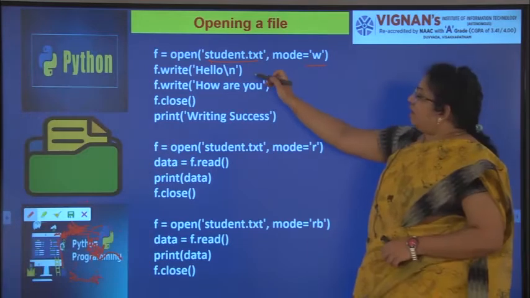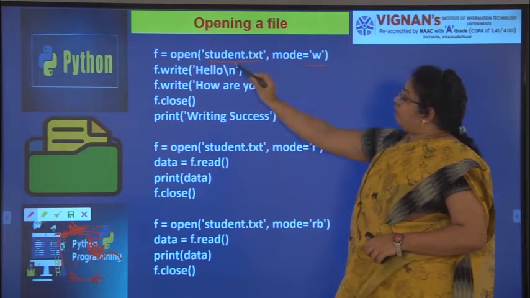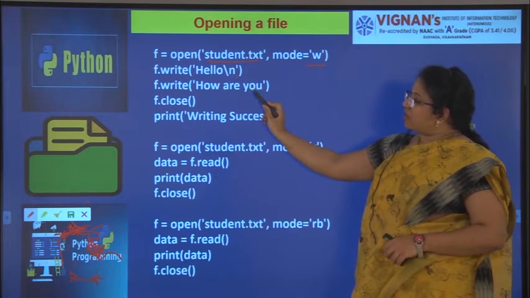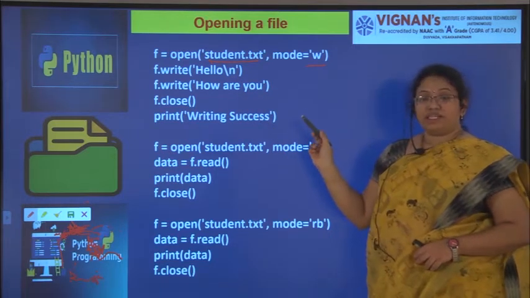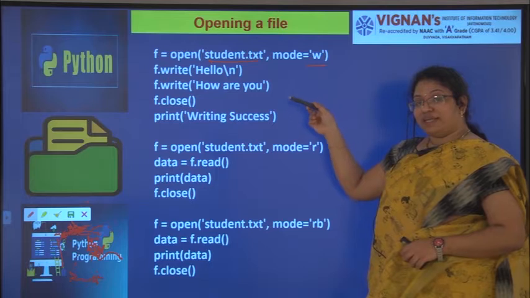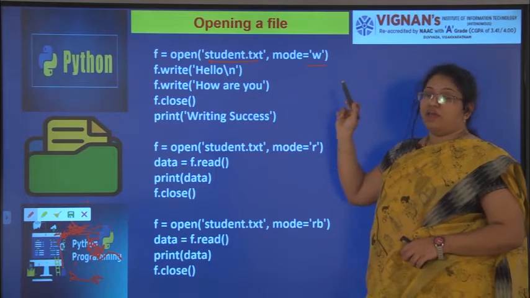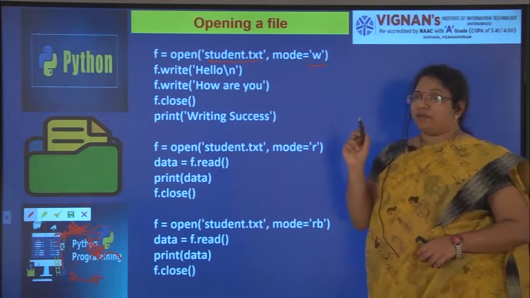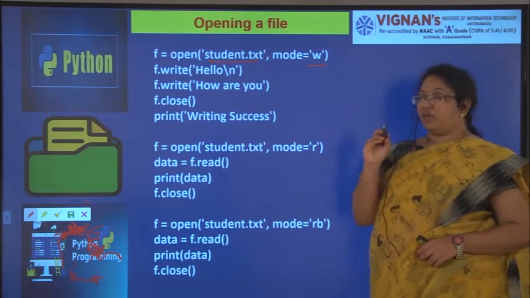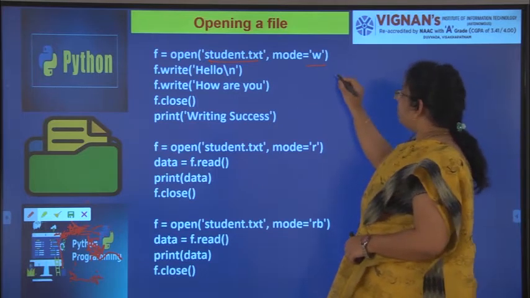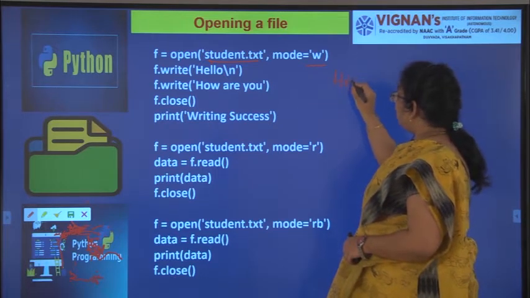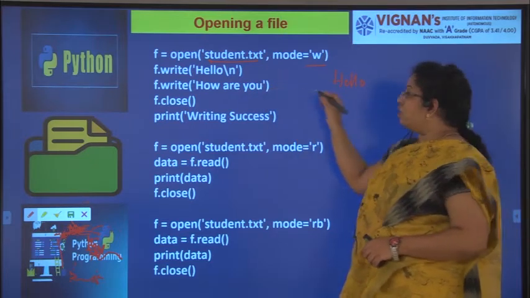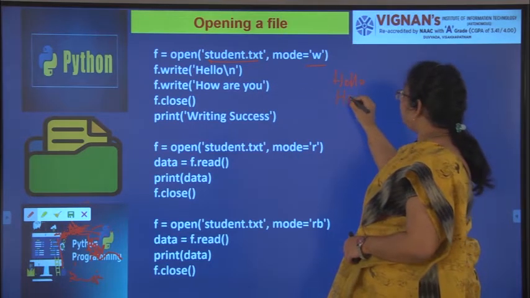See here, I had used write mode and added some content like hello\n, how are you. What type of file is it? A text file. So if you are using a text file, encoding will be done. When you want to display the output, you are going to get hello, and \n means nothing but a new line, so then how are you.